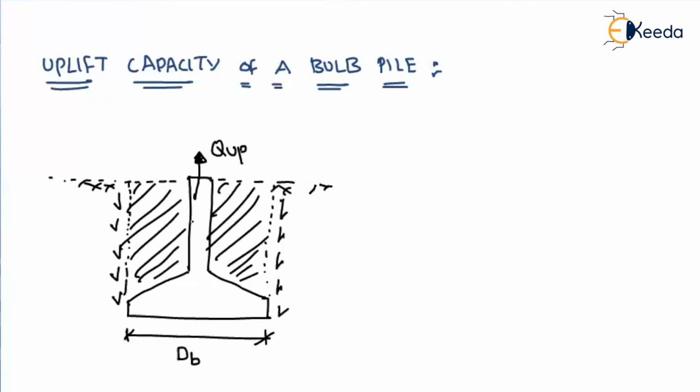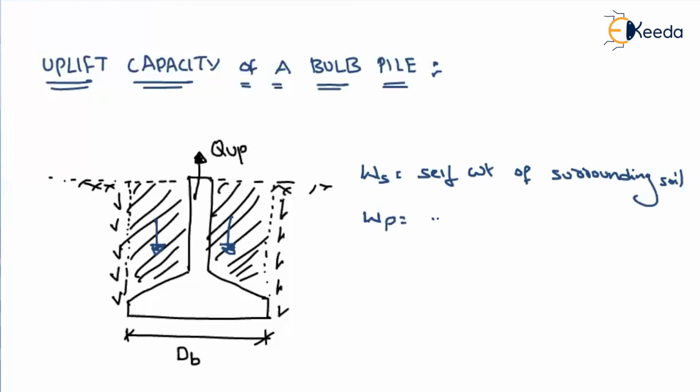Irrespective of this, there are other forces that will act here. In this portion, self-weight is also there, so we can say the weight of the surrounding soil, which I will represent with Ws. And the pile also has some self-weight, the weight of the pile, Wp. So if you apply a force that is greater than Ws, Wp and the frictional resistance, then only will this pile move in the upward direction.